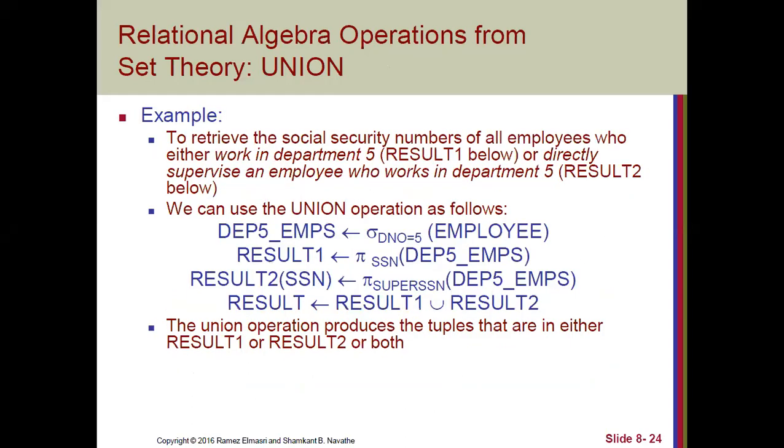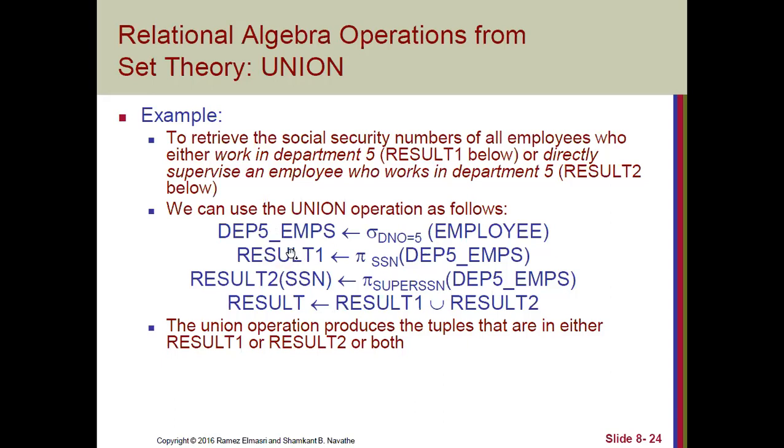Now the example of the union operator: to retrieve the social security number, normally we call it SSN, of all employees who either work in department number 5 or directly supervise an employee who works in department number 5. First, you want to retrieve the SSN values of employees who work in department number 5, represented in result 1. You can see here DP5 underscore employees. You have applied sigma DNO equal to 5 to employee, and those values go to result 1.